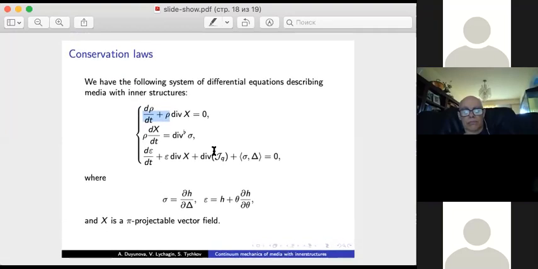The second equation is written in a standard way as the second Newton law. Here, density plays the role of mass. This is the acceleration, and divergence sigma with flat sign is the force. Flat sign means the isomorphic vector dual to the form divergence, because divergence of sigma is a form, and divergence with flat sign is a vector field.